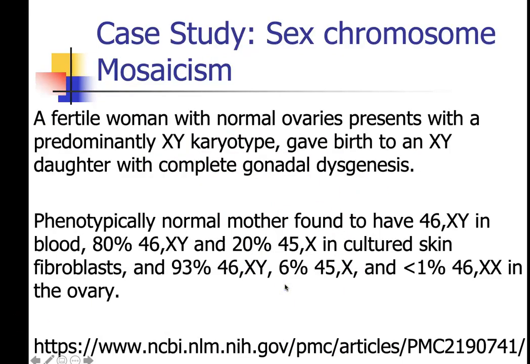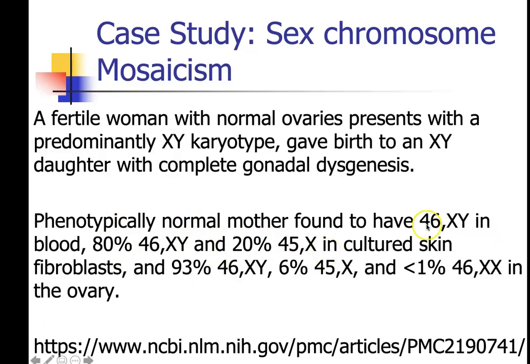Okay. Here's a really interesting study I recently saw about this. A fertile woman with normal ovaries presents with a predominantly XY karyotype. So she looks like a woman, she is a woman, she has ovaries. In fact, she even has given birth. So she's fertile, okay? And she's given birth to an XY daughter with complete gonadal dysgenesis.